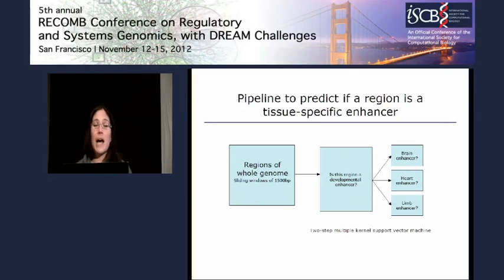So here's the basic pipeline that we use to predict if a region is a tissue-specific enhancer or not. So we start off with regions of the genome, and we can ask, all right, is this region a developmental enhancer?